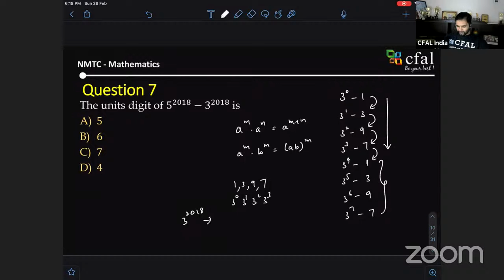Exactly. Why? Because when we divide, people were saying divide by 4, correct? So when I divide by 4, the remainder is 2. So the remainder is 2 in this case, correct? Yes. So that's why the answer is 9. Right? Yes.